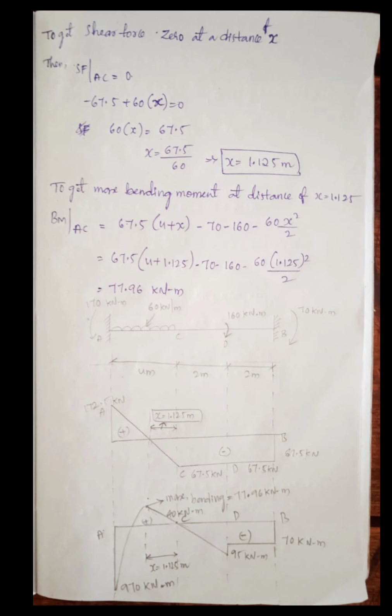To get the maximum bending moment at a distance of x equal to 1.125, substitute x equal to 1.125 in the bending moment equation AC, that is 67.5 into 4 plus x minus 70 minus 160 minus 60 x square by 2. Substituting, you will get the maximum bending moment value 77.96 kilonewton meter. So as we know all the bending moment values, we can draw the bending moment diagram as shown in the figure.